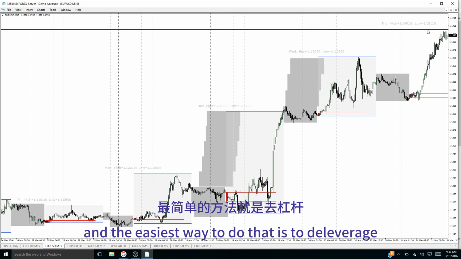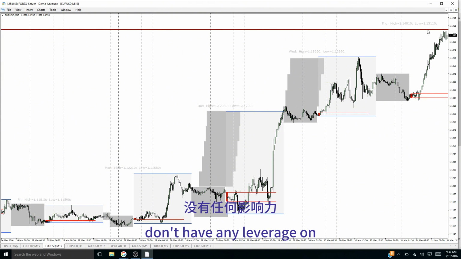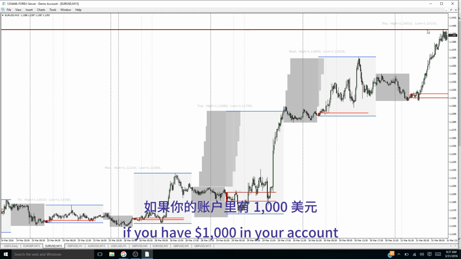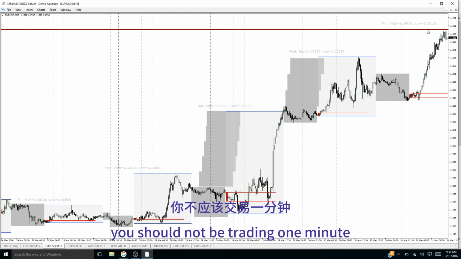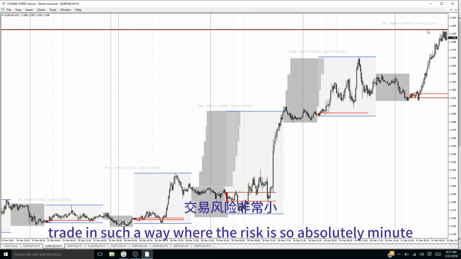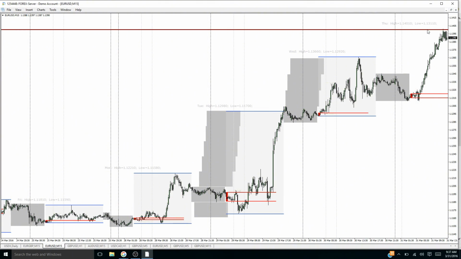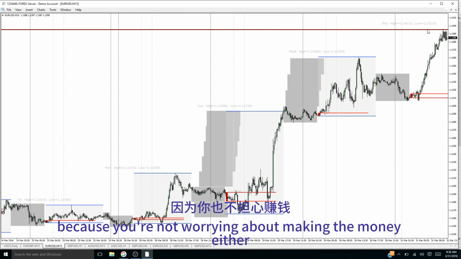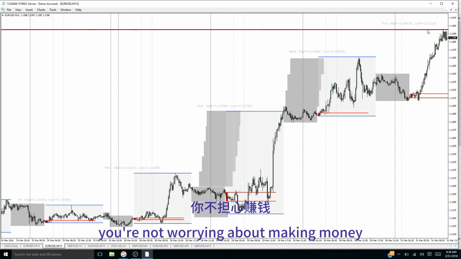And the easiest way to do that is to deleverage. Don't have any leverage on. If you have $1,000 in your account, you should not be trading one mini. Don't do that. Don't even do that. Trade in such a way where the risk is so absolutely minute that you ain't worrying about it. Because you're not worrying about making the money either, because that's the other side of it. You're not worrying about making money.